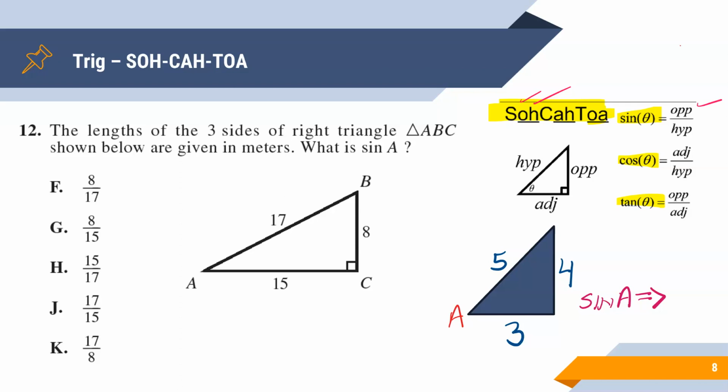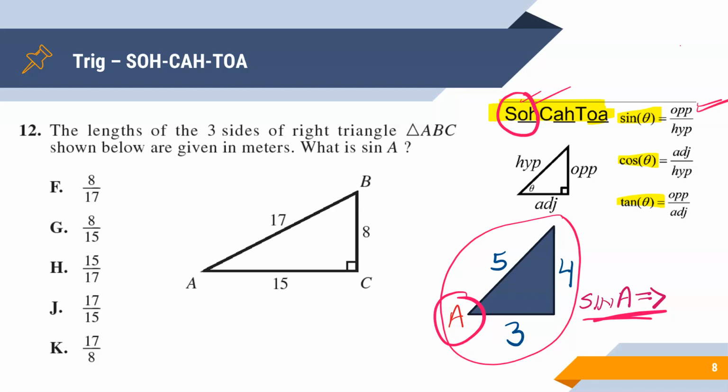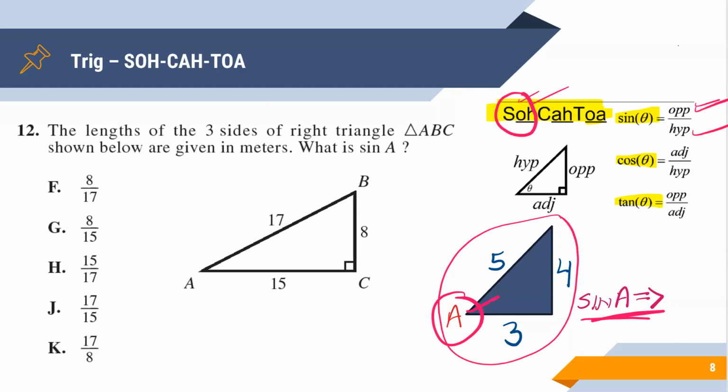So if I gave you a picture like it's down here and I said, what's the sine of angle A? Well, here's angle A, and sine is OH, right? Opposite over hypotenuse. So what's opposite of A? 4. And what's the hypotenuse? 5. That's what the sine of A is.